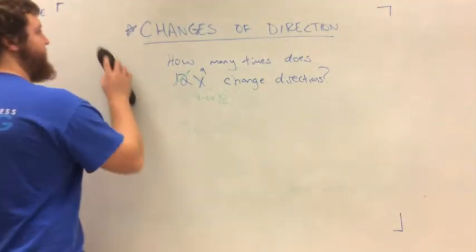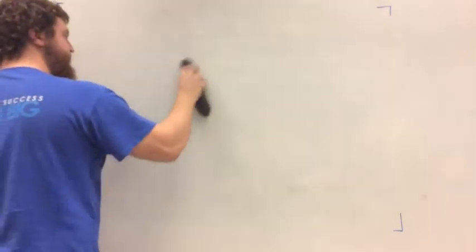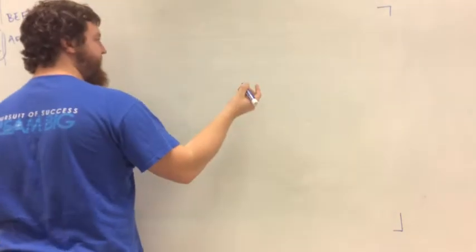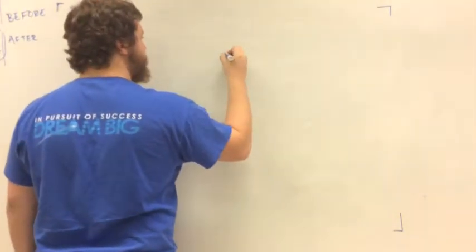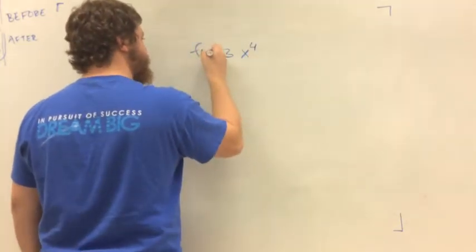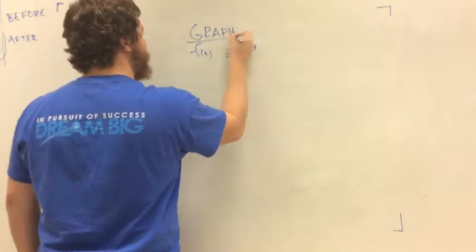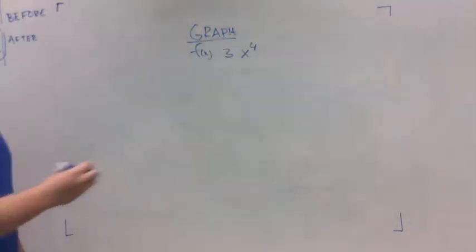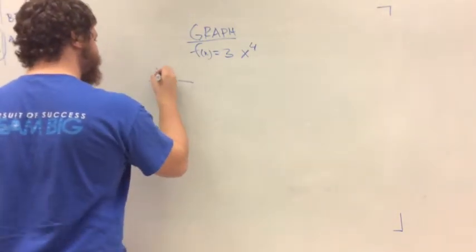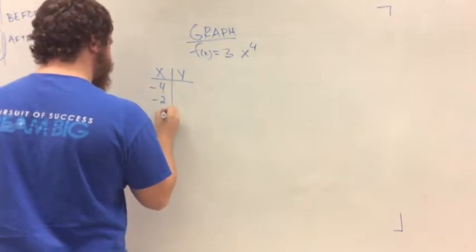Now, you've got to be able to graph them. Okay? So how do you graph one of these? Let's say I do 3x to the 4th. I have f of x equals this. So this is graphing. It asks you to graph it. Alright? So I do my little table. I'm going to plug in -4, -2, 0, 2, 4.